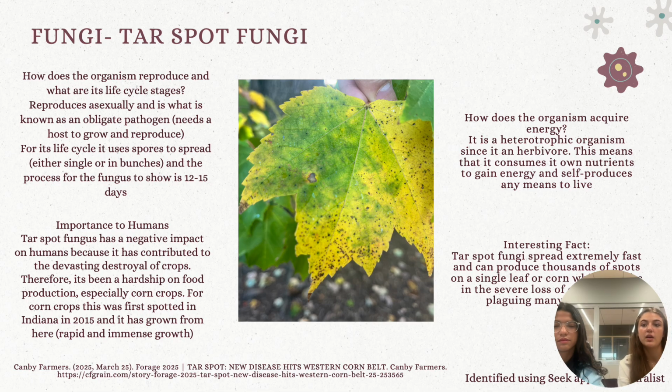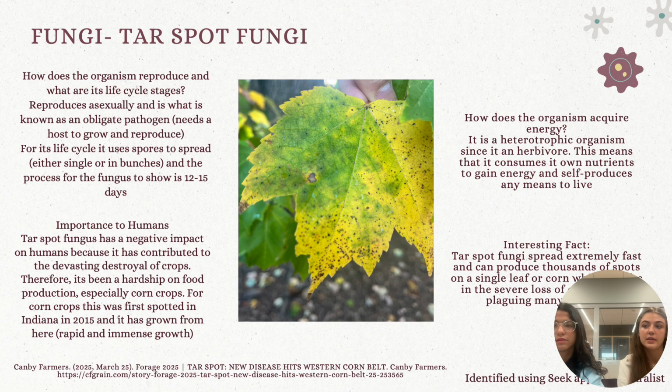And then for its life cycle, it uses spores to spread, either single or in bunches, and the process for the fungus to show is 12 to 15 days. And then for its importance to humans, tar spot fungus has a negative impact on humans because it has contributed to the devastating destruction of crops. Therefore, it's been a hardship on food production, especially corn crops. For corn crops, this was first spotted in Indiana in 2015, and it has grown from there, and it's been a very rapid and immense growth.